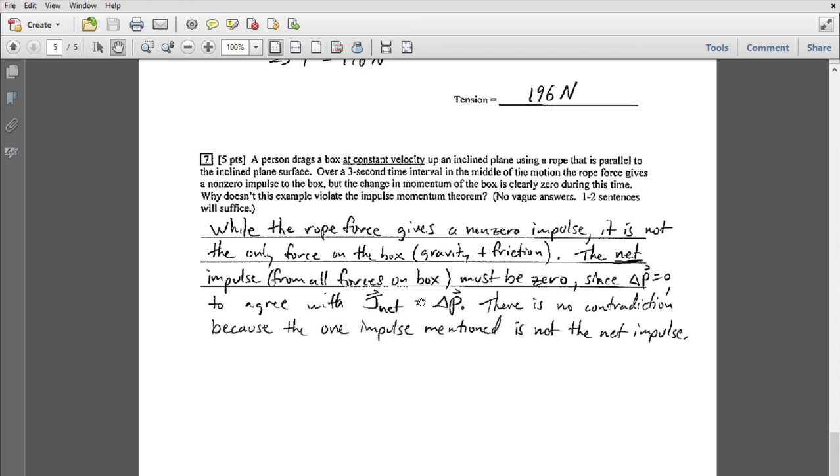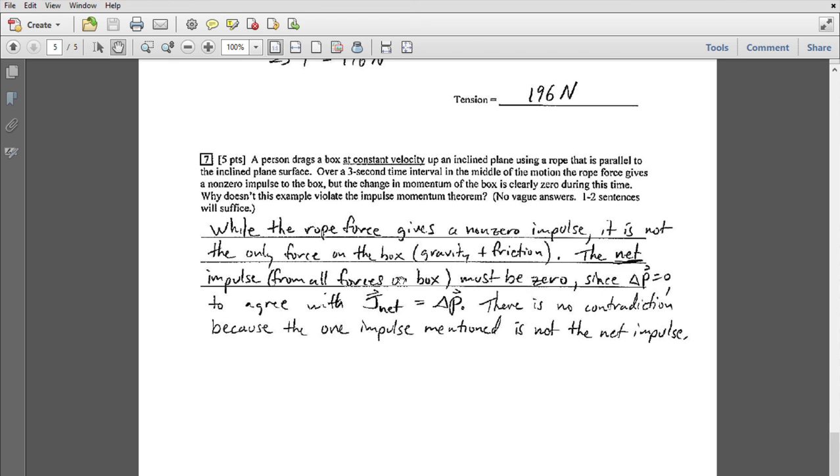I'm asking you this question in this exam because sometimes people just have a vague notion of, oh, the impulse momentum theorem says the impulse applied is equal to the change in momentum. That's not what it says. More precisely, it says the net impulse being delivered to the object is equal to the change in momentum of the object. In this case, it is true that the rope force gives a non-zero impulse, right? It's pulling in a certain direction for a non-zero period of time, so it's giving an impulse.